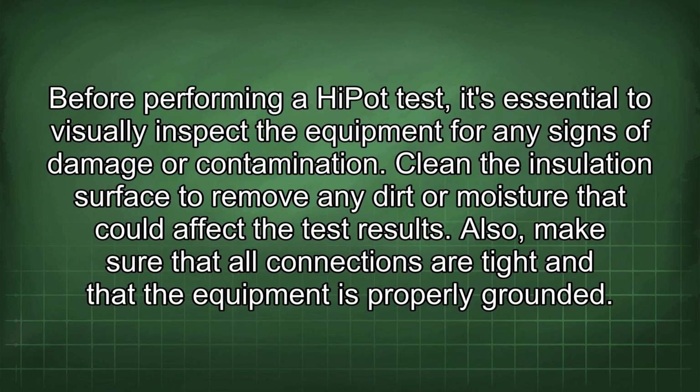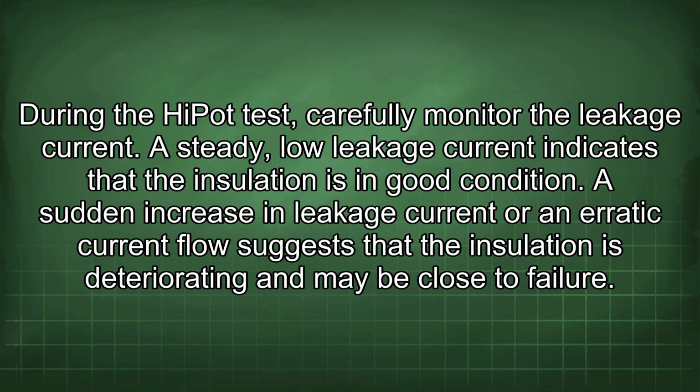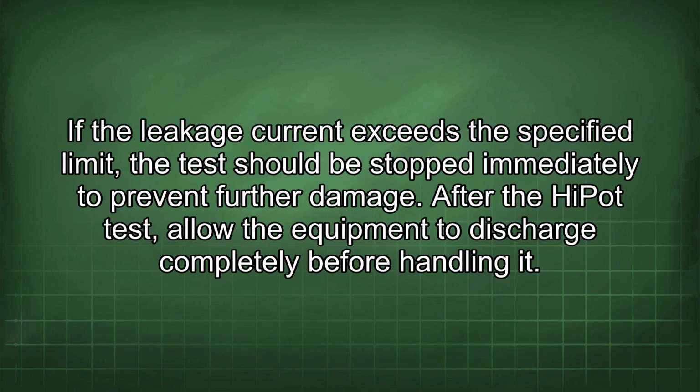Before performing a HiPot test, it's essential to visually inspect the equipment for any signs of damage or contamination. Clean the insulation surface to remove any dirt or moisture that could affect the test results. Also, make sure that all connections are tight and that the equipment is properly grounded. During the HiPot test, carefully monitor the leakage current. A steady, low leakage current indicates that the insulation is in good condition. A sudden increase in leakage current or an erratic current flow suggests that the insulation is deteriorating and may be close to failure. If the leakage current exceeds a specified limit, the test should be stopped immediately to prevent further damage.